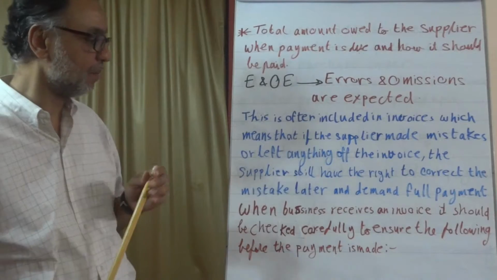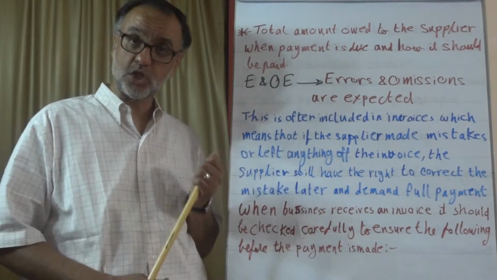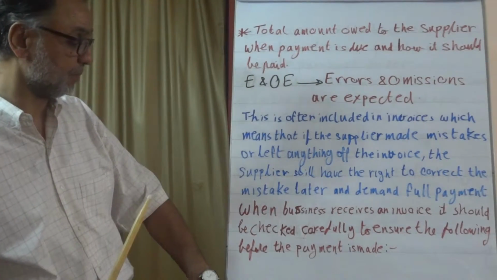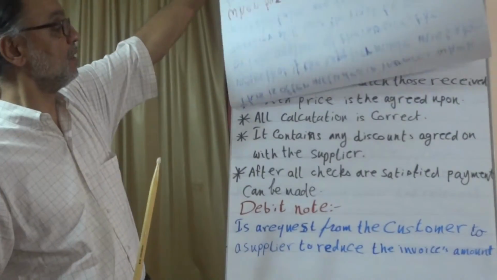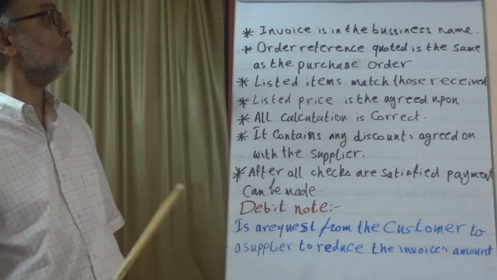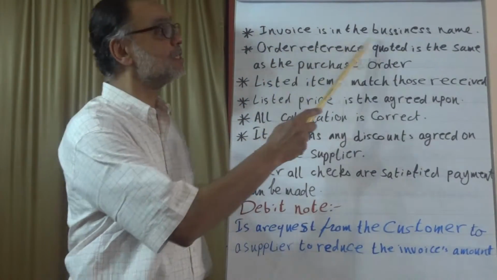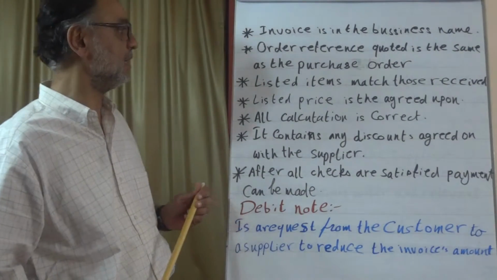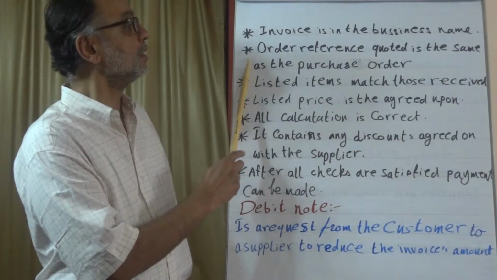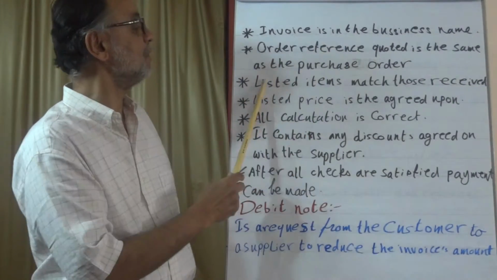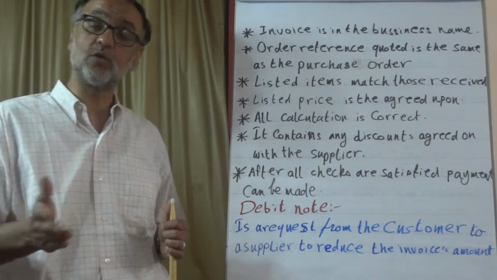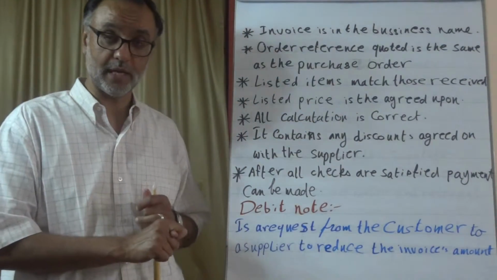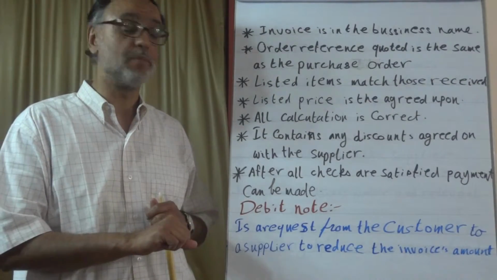So, when the business receives an invoice, it should carefully check it to make sure that it's correct. So what do we check? We ensure that the invoice is in the business name. So it's our invoice, not other entities' invoice. Order reference quoted is the same as the purchase order. So we compare it to our purchase order and make sure that it matches our purchase order. We make sure that it's in the business name, make sure that it matches the purchase order.